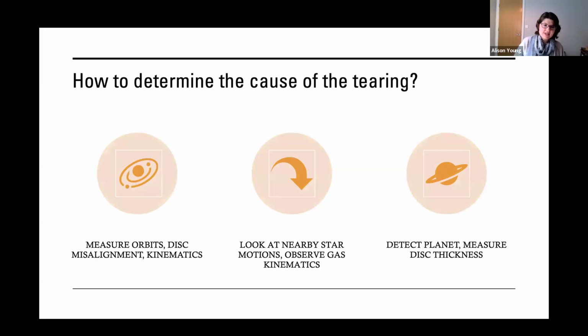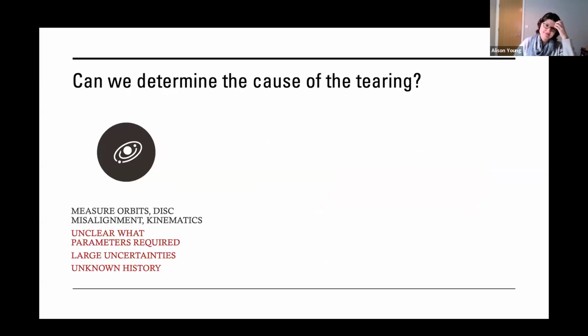So how can we actually try to pull these apart? Well, we could measure the orbits. We've got that. We can measure the disk misalignment. We could try and measure the kinematics from molecular line observations. And on larger scales, if we can observe the gas kinematics, we might be able to see if we've got accretion onto the disk from larger scales. And if there's a planet there, then we could try and detect it. And perhaps we could try having a go at measuring the disk thickness.